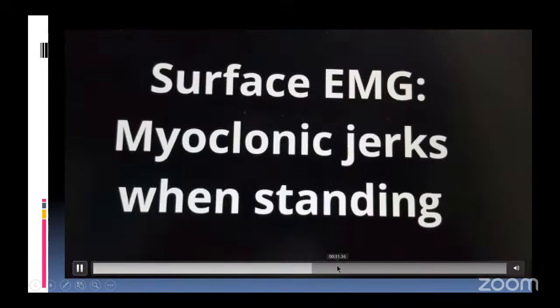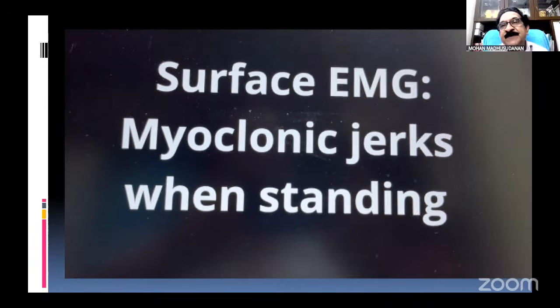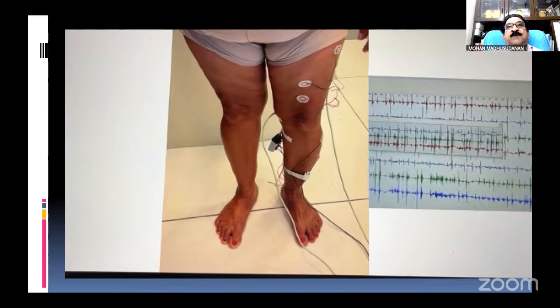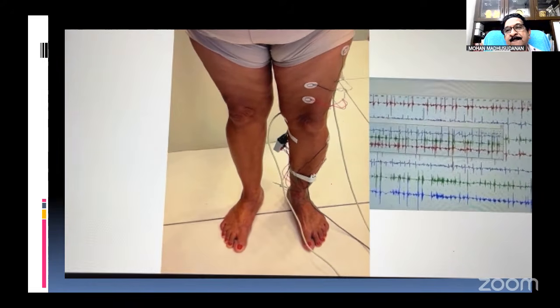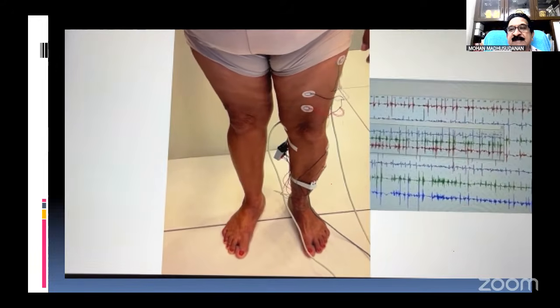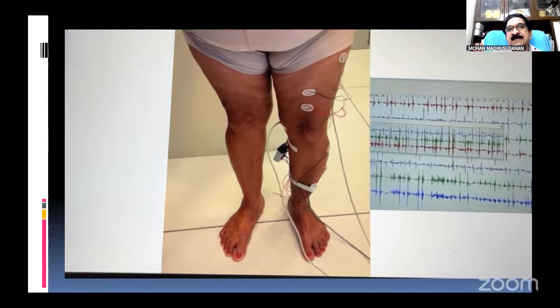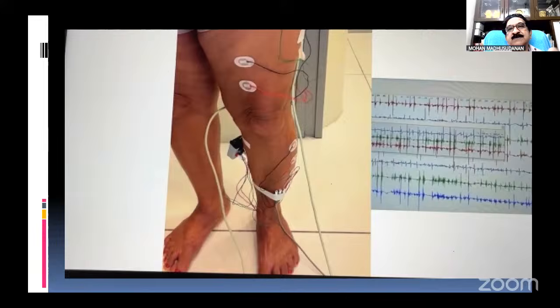Sir, what is the difference between orthostatic tremor and myoclonus? Tremor is fast frequency, 14 to 16 hertz. Myoclonus is a lower frequency. I will show the orthostatic tremor later on, just one. See, the movements are very coarse, not like a tremor. It's irregular also. Coarse and irregular.